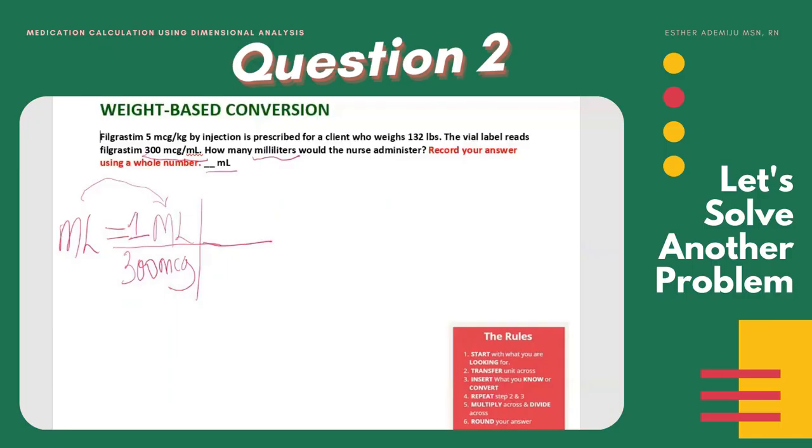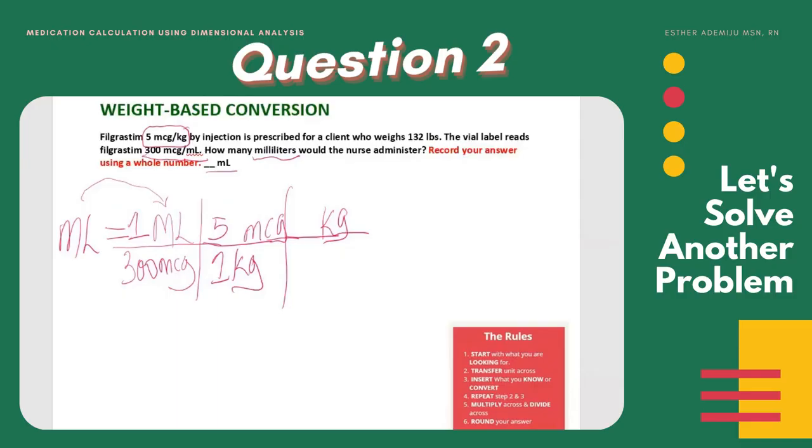So transferring MCG up here, you have to ask, do I know any number that has MCG in front of it? Yes, we do. We have 5 up there, 5 MCG per kilogram. So 5 MCG per 1 kilogram. All right, so the next thing is for us to transfer kilogram up there. We're still repeating step 2 and 3. So kilogram goes up here.